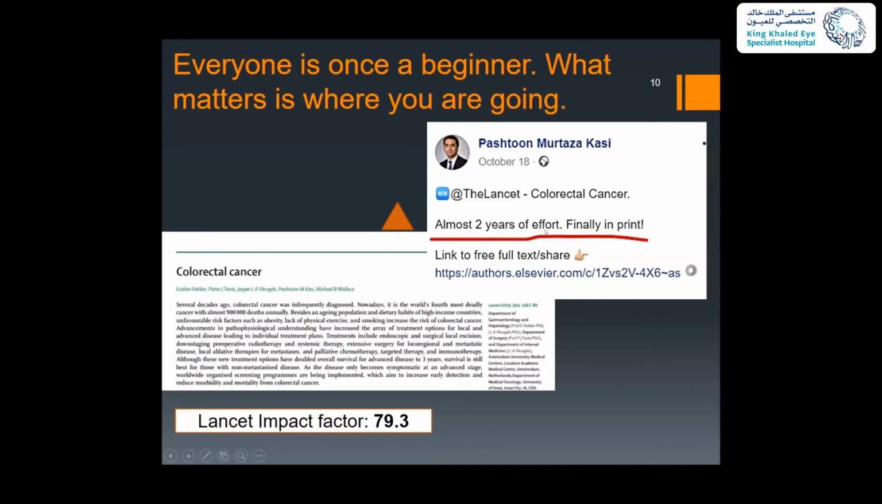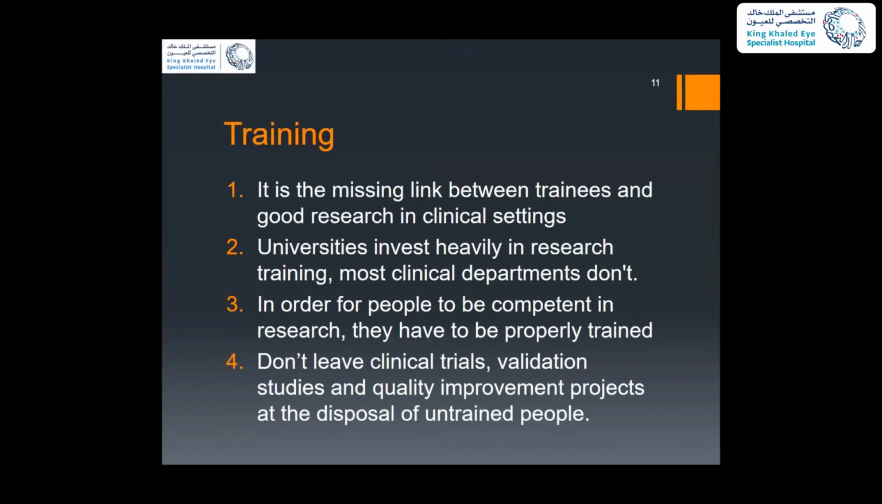So, as I mentioned, people generally underestimate the amount of effort that is needed. And look at the impact factors. 79.3. The last time I saw it was 59. Now, every time there is a jump of 5 or 10. You need to be very well trained to be able to produce good research, and training is the missing link between trainees and good research.